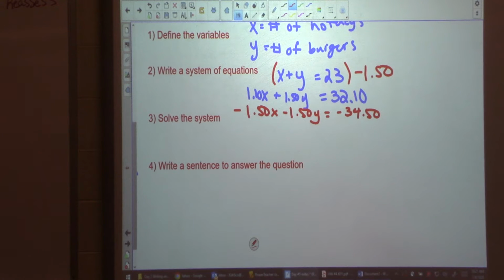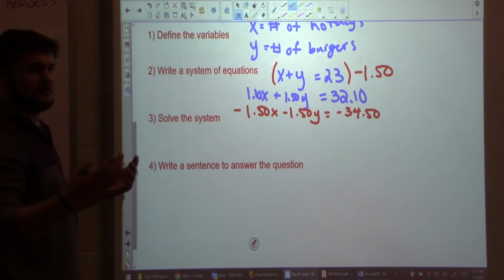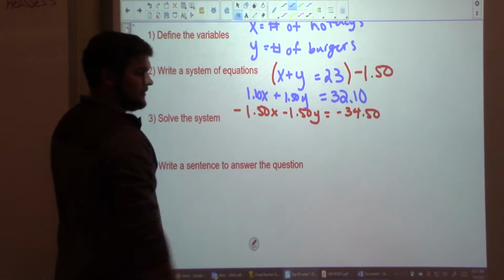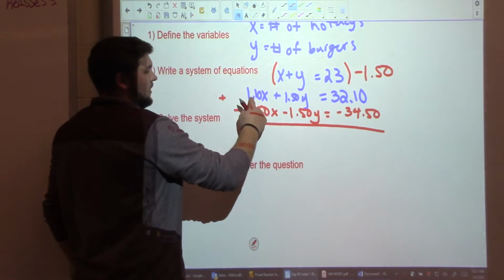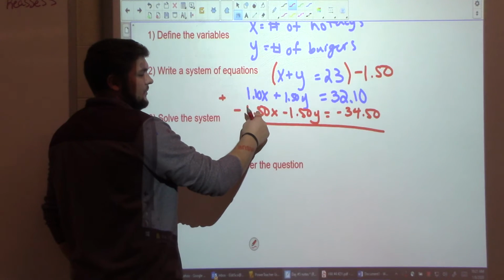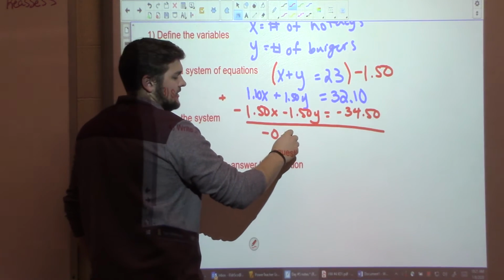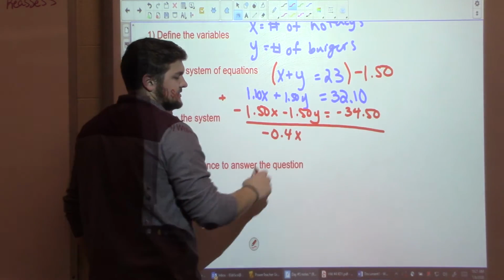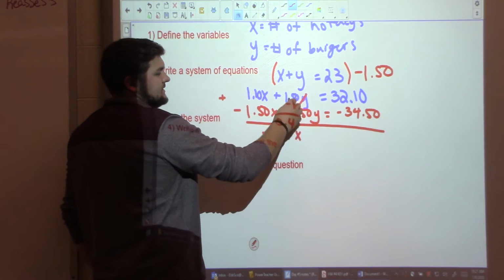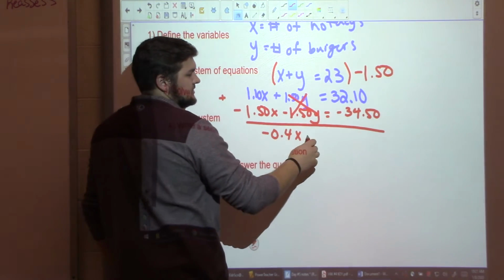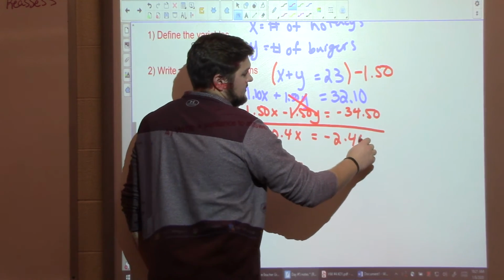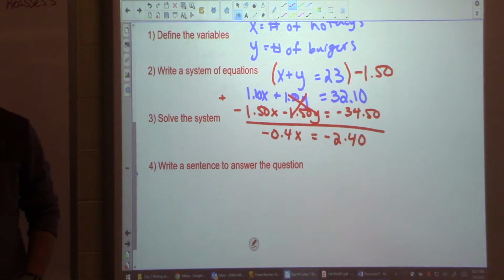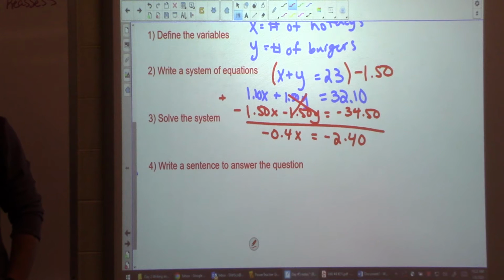Once I have opposite coefficients, what do I do? You combine, subtract. We combine them, right? 1.10 minus 1.50 is negative 0.4x. My y's cancel because they're opposite coefficients. Equals negative 2.40. Does that make sense? What we just did?